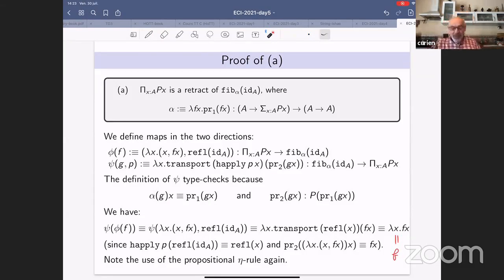But just to tell you that since the world is divided about the orientation of this rule, for me it's better to let everybody agree and to have a propositional equality rather than trying to orient it. Okay, good.